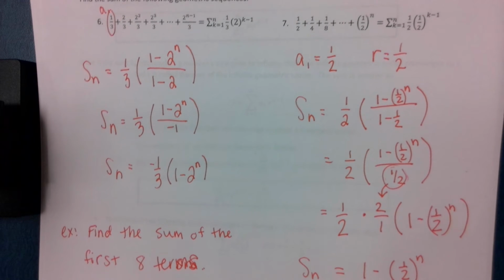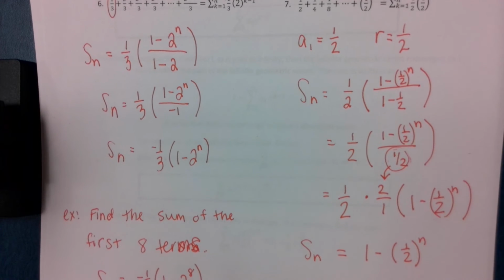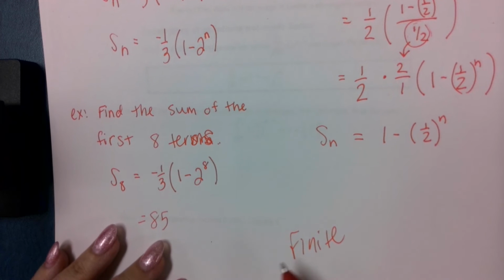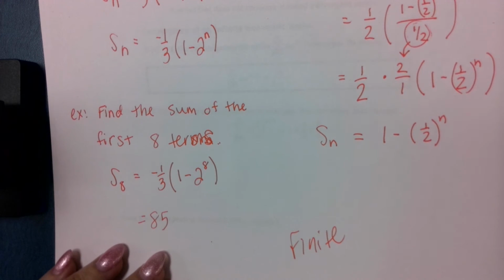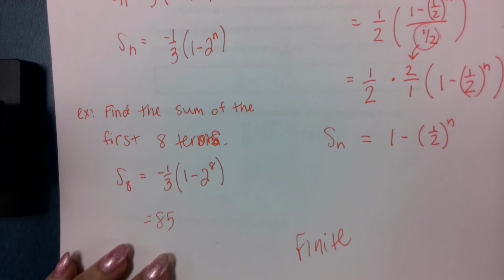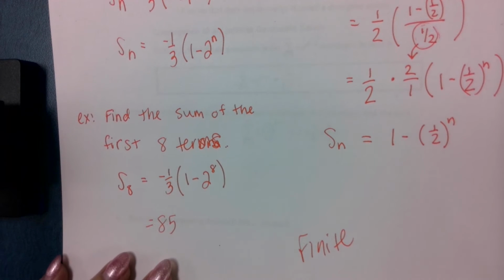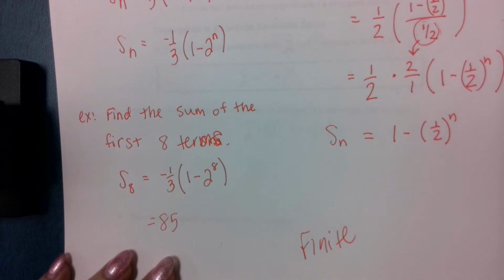Now, these formulas are for our finite sequences, right? So this is going to tell me the sum of something that's finite, right? The first 8 terms, the first 1,000 terms, the first 1,000,000 terms, okay? But there's a specific number that we're adding up, the first however many terms.